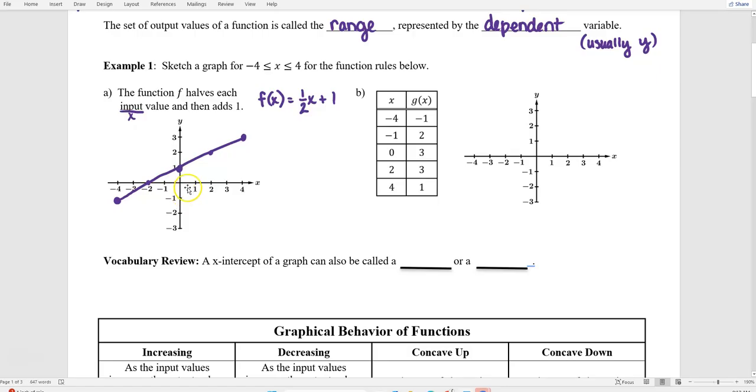Okay? All right. This particular graph, it just gives us points. So we've got -4, -1. We're just graphing points. -1, 2. 0, 3, 2, 3, and 4, 1. Now, we don't want to connect these here because the only information they gave us was the table. So it could be that this is all there is. Sometimes you have limited input values, so that could be what we're dealing with here.